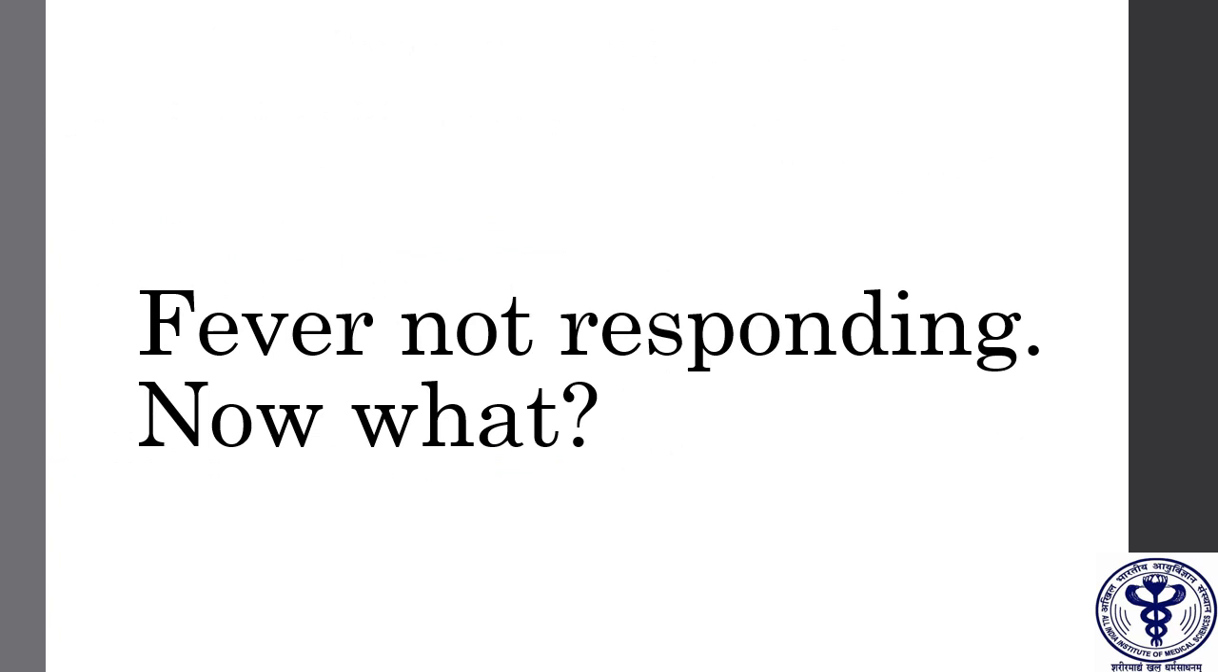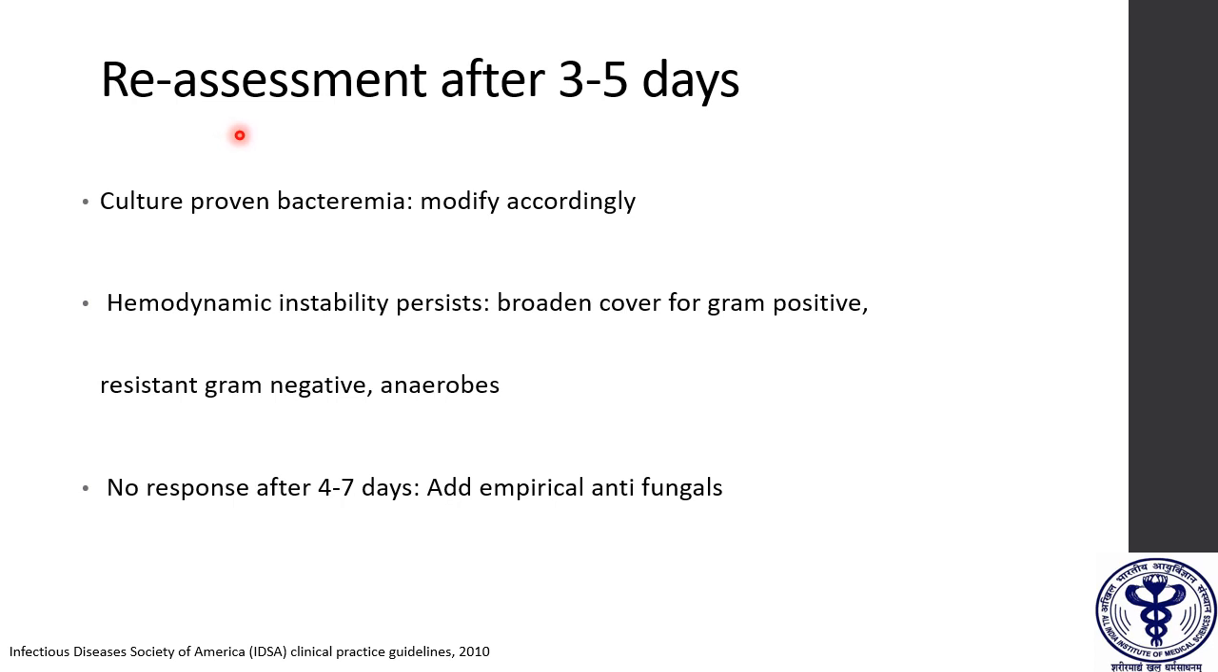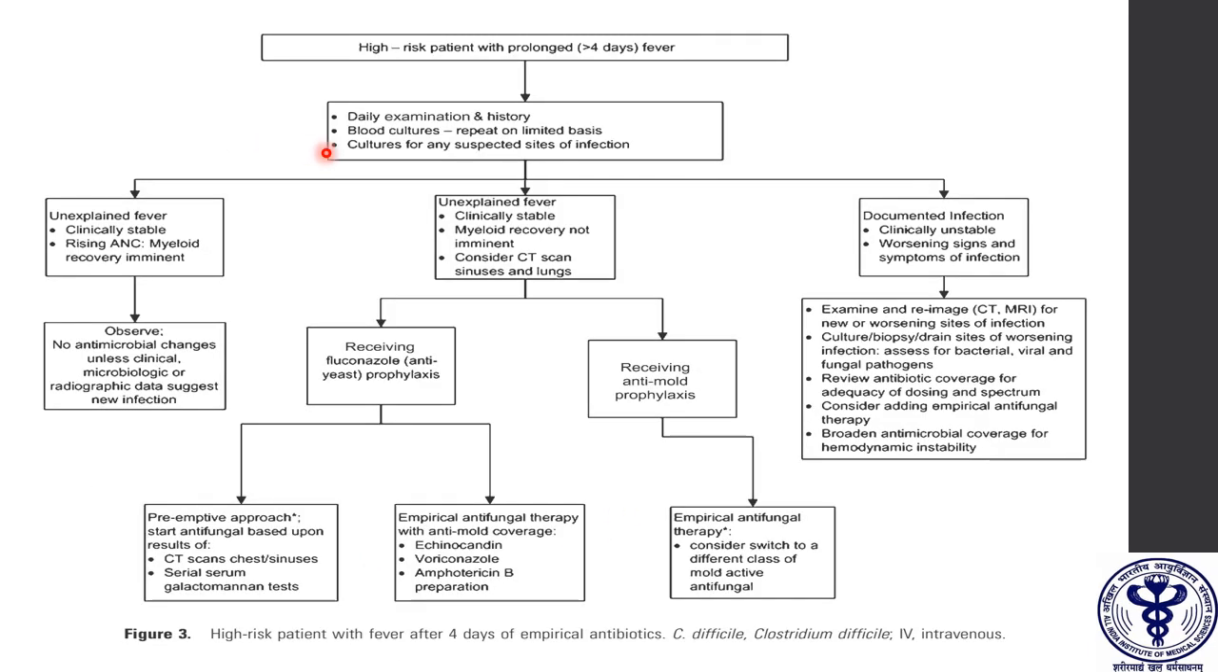But what to do if the fever is not responding? So this basically forms the definition of persistent neutropenic fever, which said that fever will not respond despite empiric broad-spectrum antibiotic therapy after 5 days in case of high risk and 2 days in case of low risk neutropenia. So once we're reassessing after 3 to 5 days, if the microbiological diagnosis is made by then we have to modify it accordingly. If there's persistent hemodynamic instability, we have to start thinking about gram-positive covers or resistant gram-negative organisms. And as discussed, even if there's no response after 4 to 7 days, we add the antifungals. The same thing is now discussed in a flowchart. I will direct your attention here where they're discussing how to start antifungal therapy, which we already discussed, and here where they are discussing the need to add gram-positive covers and to broaden the antimicrobial coverage.